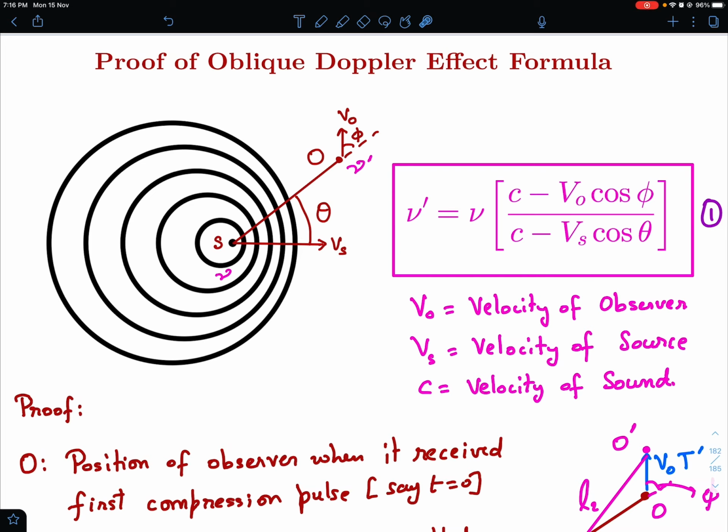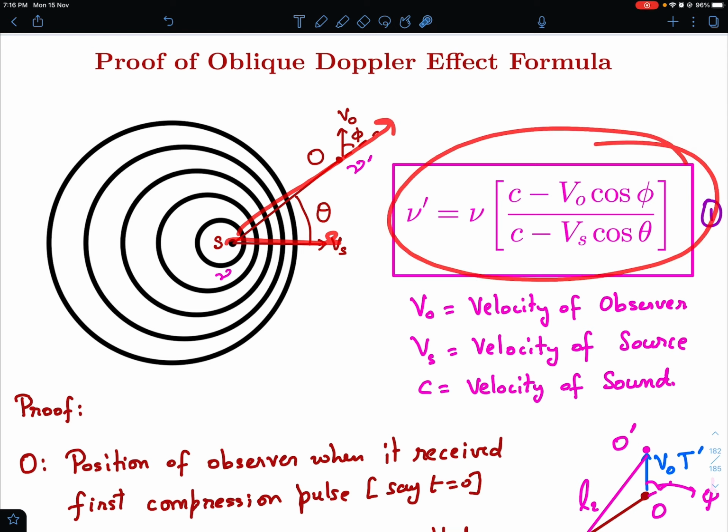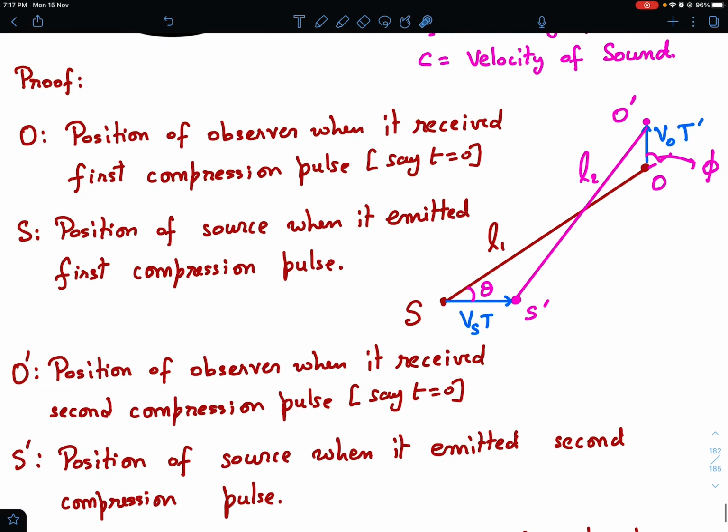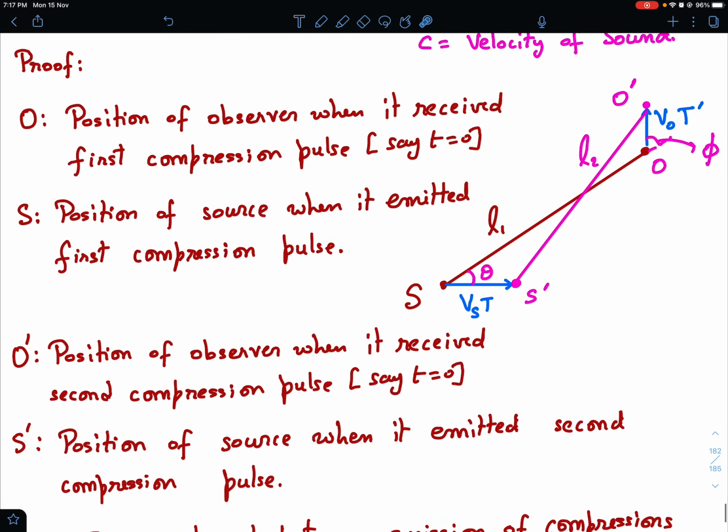I'm sure you know how to adjust the sign, plus or minus, in the numerator and denominator. So I've taken this particular situation and I'm going to prove this formula for it. In this formula, Vo is the velocity of the observer, Vs is the velocity of the source, C is the velocity of sound, nu is the frequency of the source, and nu dash is the observed frequency by the observer. So now let's look at the proof. I have drawn a diagram, so just follow my lead.